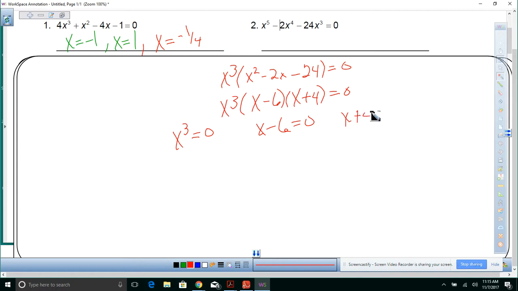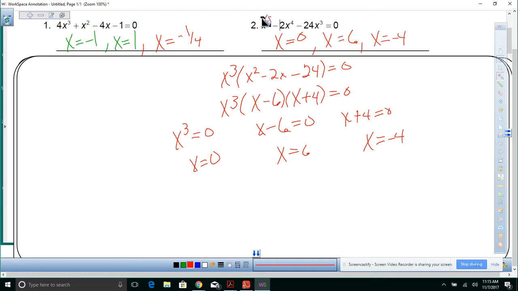And then x plus 4 equals 0. So take the cube root, that gives you x equals 0. Add 6 to both sides, that gives you x equals 6. And then subtract 4 from both sides, and you got x equals -4. So the 3 factors are here.